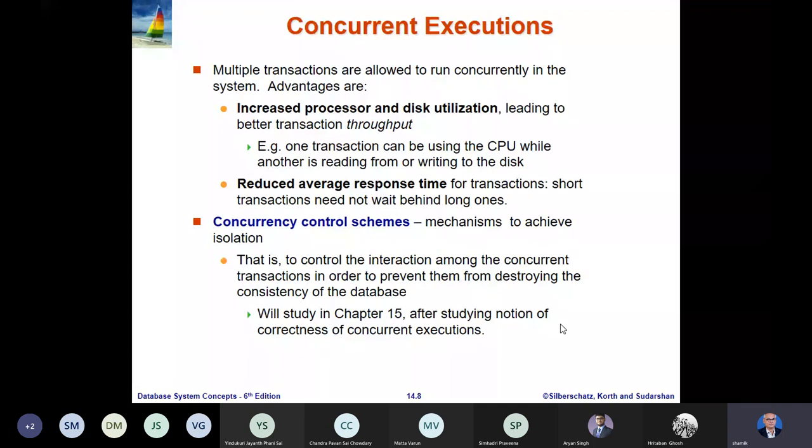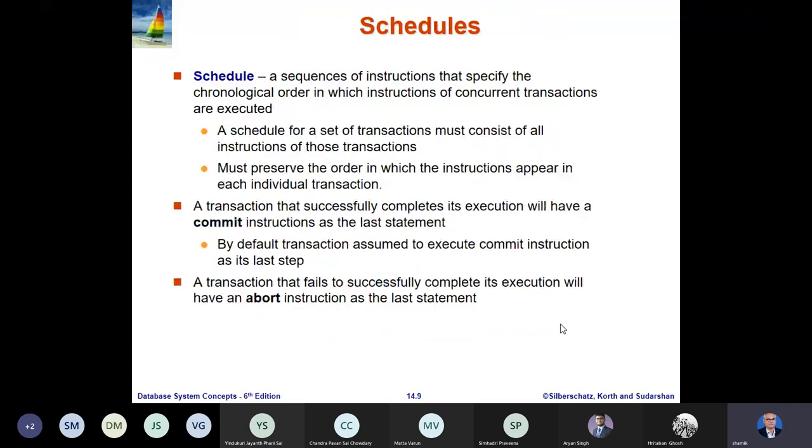These are what are called concurrency control schemes, which we'll study in chapter 15 in detail. But here we'll talk about the concept of what is meant by these concurrent executions, and what we call a schedule. So a schedule, this term is important.